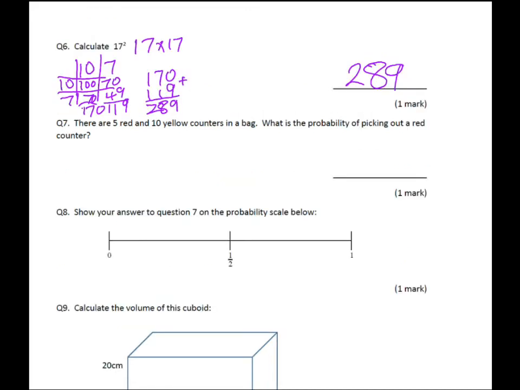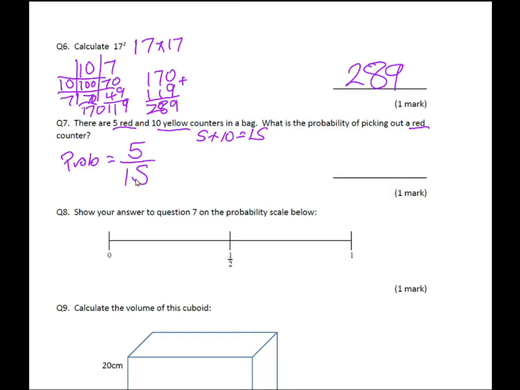Question 7. There are 5 red and 10 yellow counters in a bag. What's the probability of picking a red? So probability is, what are we interested in? We're interested in the red, so that's 5 as the numerator. And then the denominator is the total of the things we're looking at. So we've got 5 red and 10 yellow, which is 15. So it's 5 over 15.